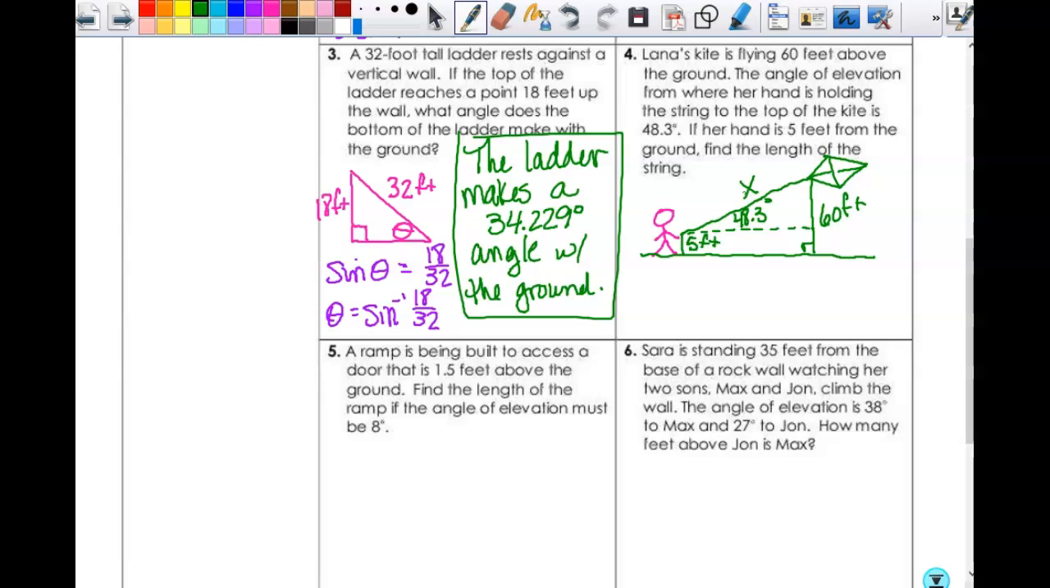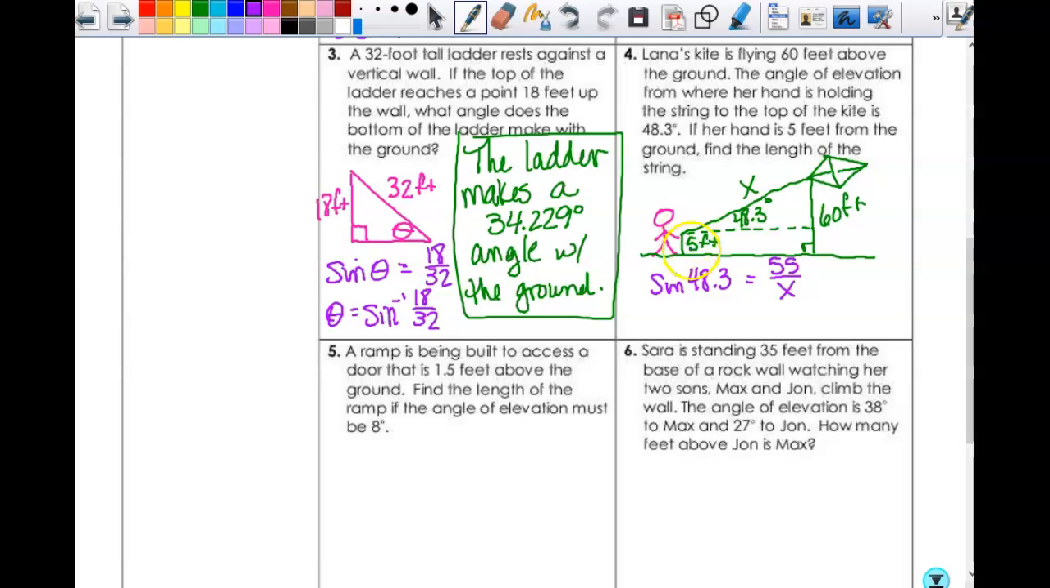Okay. All those pieces make sense? But you see I drew it in pieces also to get all the things in the right place. All right, so which trig ratio are we going to use? Sine. So I'm going to take the sine of 48.3 degrees, and that's equal to what? 55 over x. Why is it 55 and not 60?